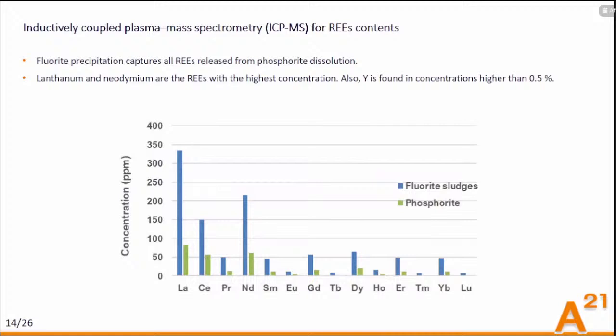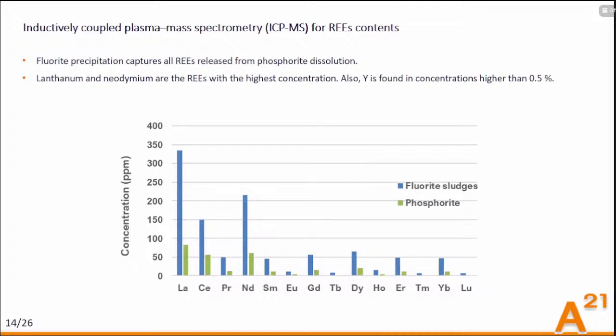And when it comes to ICP-MS, here you can see the characterization of the concentration of rare earth elements in the raw material, the phosphogypsum and the fluoride sludges. Basically, we can see that they are really enriched in the final waste. We made a hypothesis that the fluoride precipitation takes all the rare earth elements, which could make sense looking at the concentration as well.